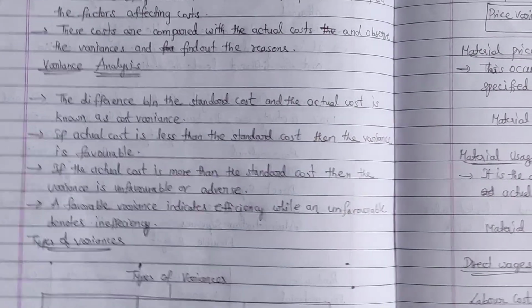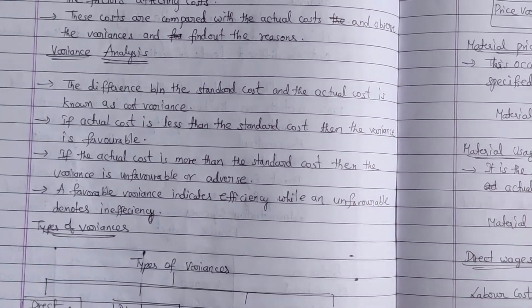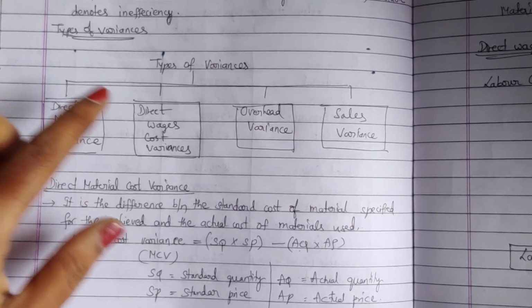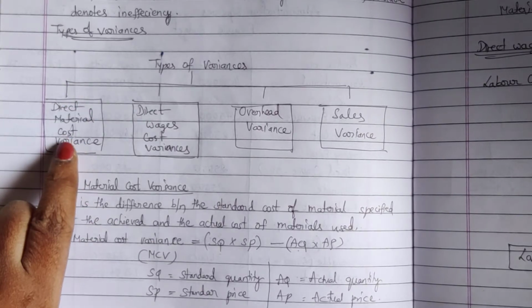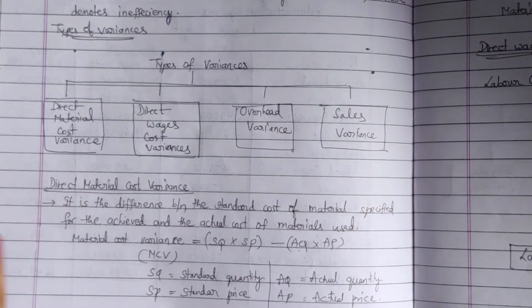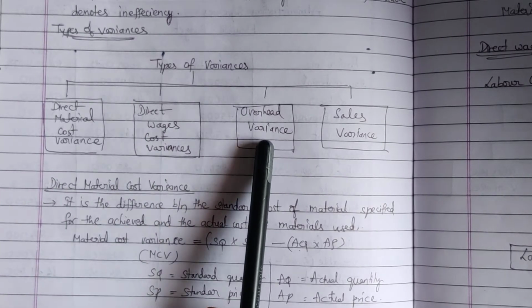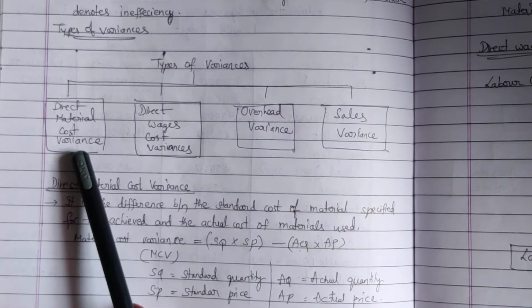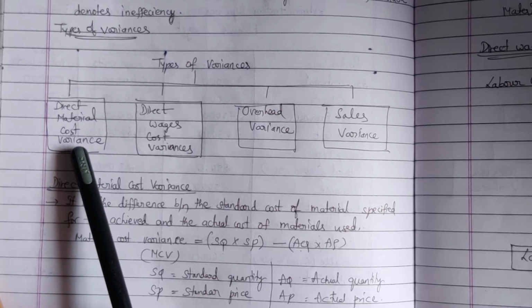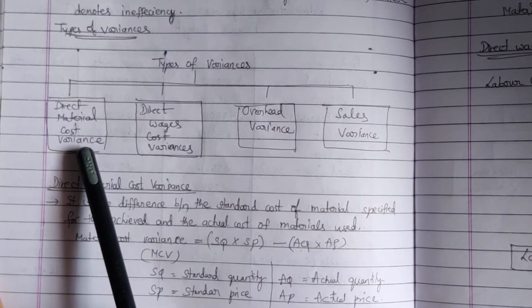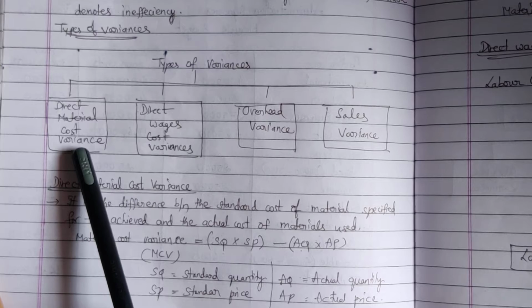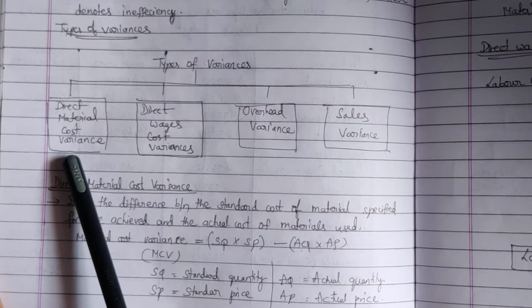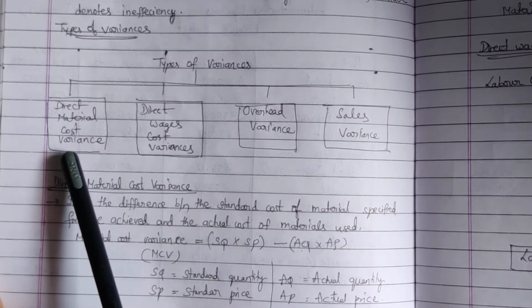So here we have different types of variances. There are 4 types of variances: a direct material cost variance, a direct wages cost variance, overhead variance, and sales variance. Direct material cost means what are all the materials we use to produce a product, and what are their rates. So what is the standard cost and what is the actual cost. We have to find out that variance.